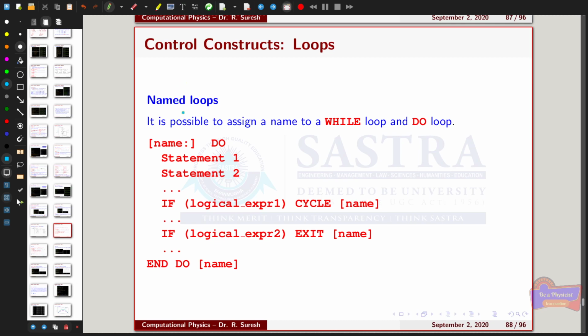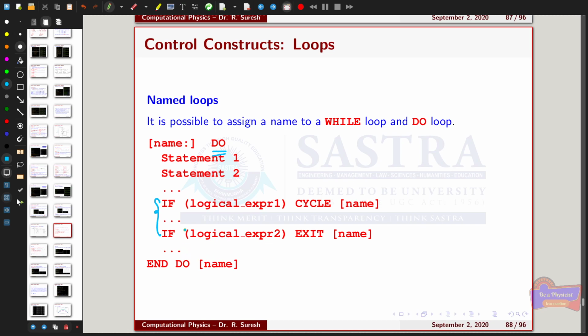It is also possible to assign a name to a loop, just like the if and else branch control constructs. The general form of the while loop is attached here. You can start the loop with do, that means with a particular name. Then you execute the statements, and you can also check multiple conditions. Then you stop the loop with end do with the particular name. Whatever name you have stated at the start of the do loop should be ended with the same name. There should not be any name mismatch.